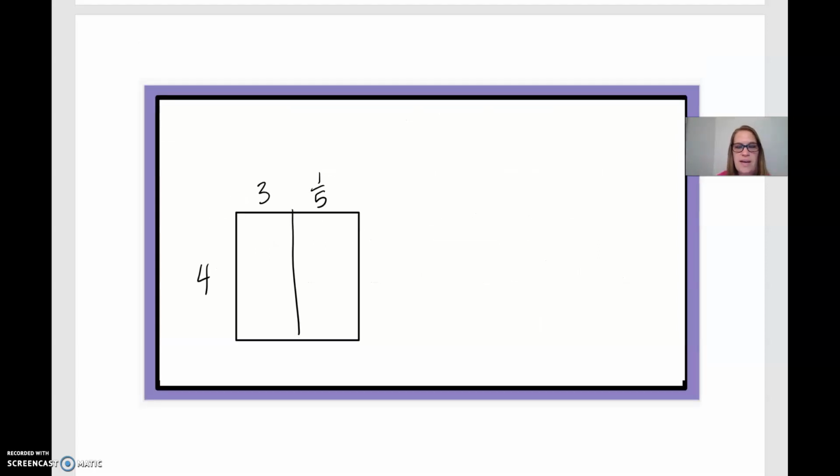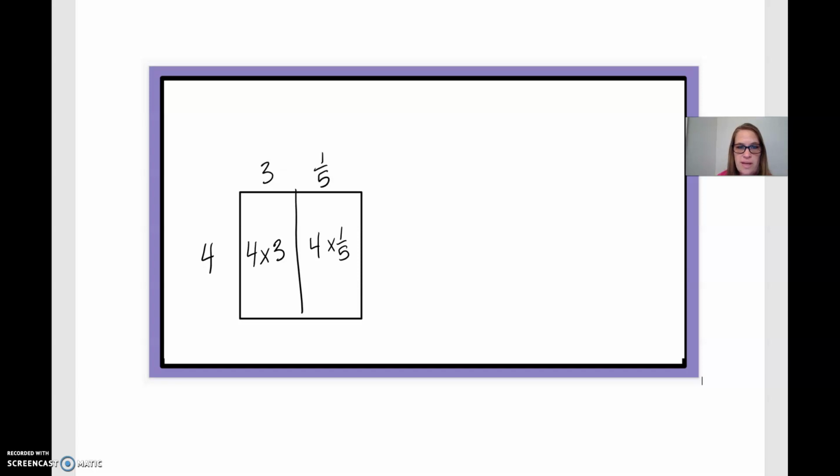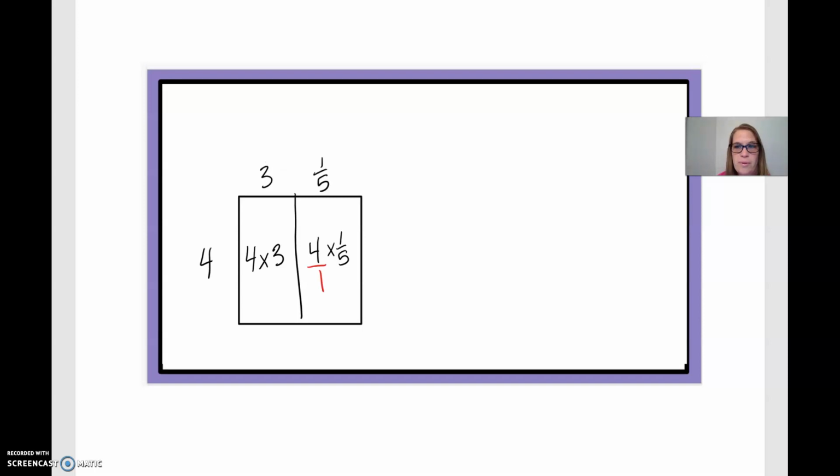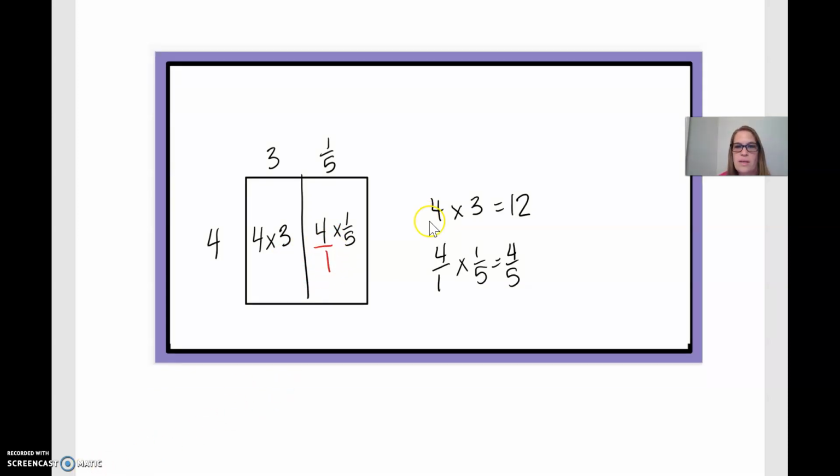I'm going to take my 4 and I'm going to break apart the 3 and the 1/5 and make an area model. I'm going to multiply 4 times 3 and then also 4 times 1/5. Remember, whenever we have a whole number, we always have a 1 underneath to make it a fraction. So 4 over 1 is the same as 4, but we need a fraction in order to multiply going straight across. So I found that 4 times 3 equals 12, and then 4 times 1 is 4, 1 times 5 is 5. So I have the numbers 12 and the numbers 4/5.